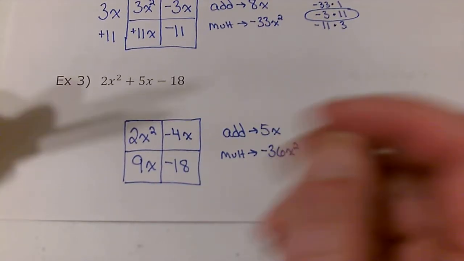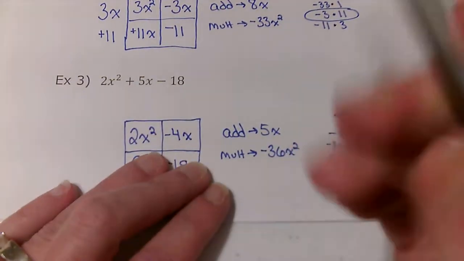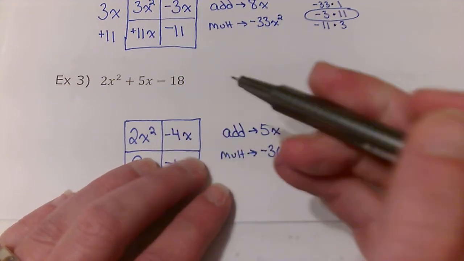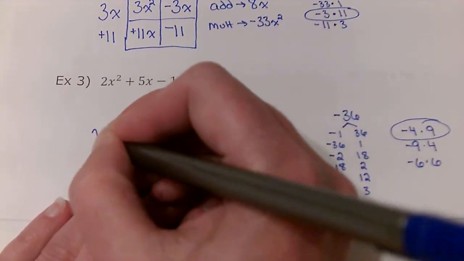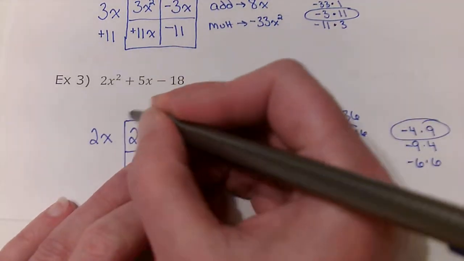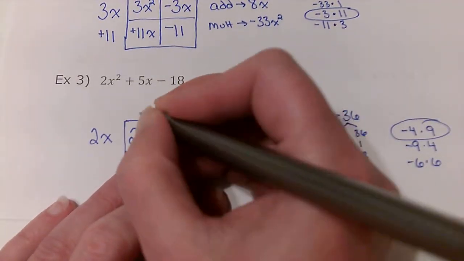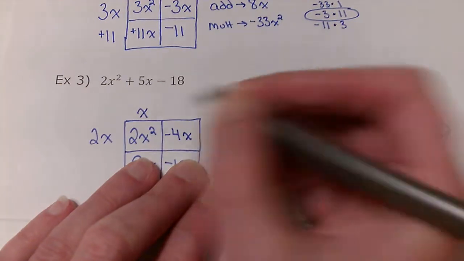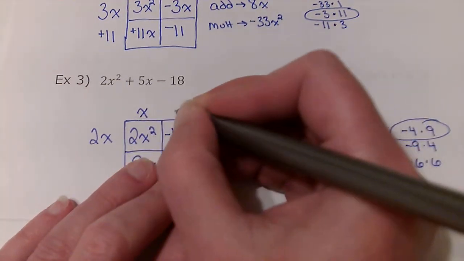But you want to look at the first row by itself. What is the greatest common factor? Well, they both are divisible by 2. They both have an x. 2x times what is 2x squared? 2x times what is negative 4x?